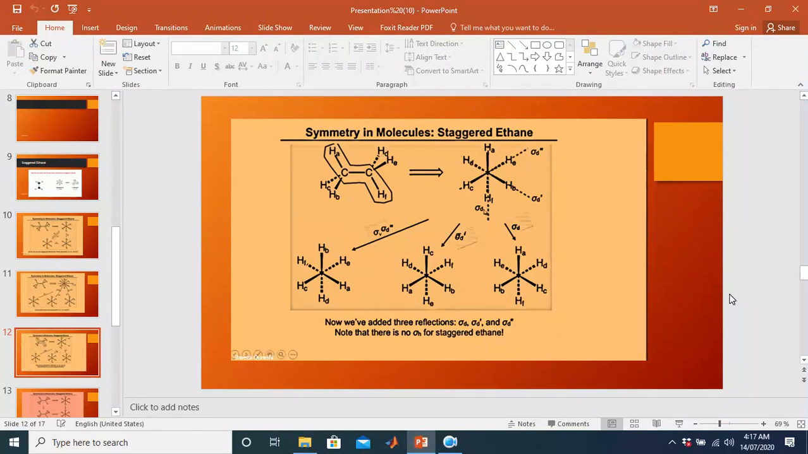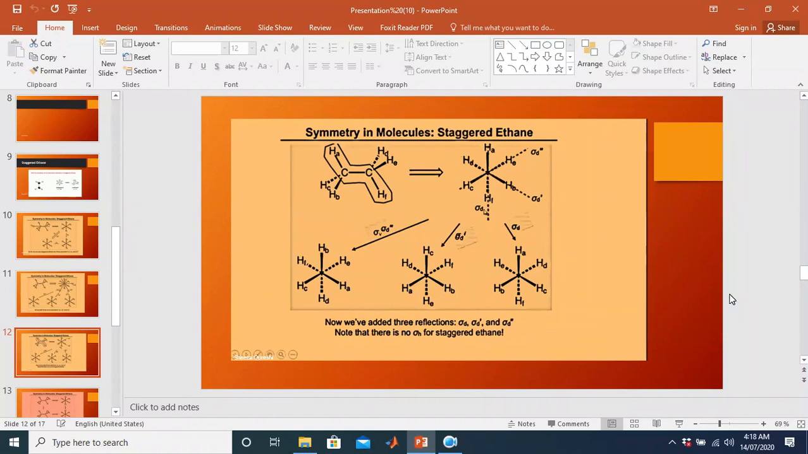In sigma D dash, the atoms which are present on the axis of rotation will not change their positions, which is HD and HB. And in sigma D double dash, the atoms which are present on the axis of rotation will not change their position, but the atoms which are present on their sides will interchange their positions.